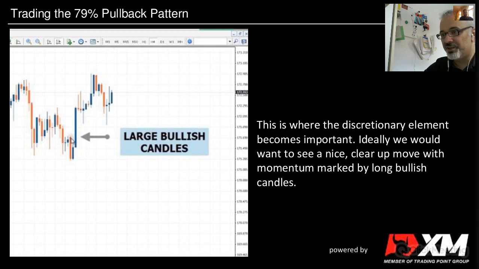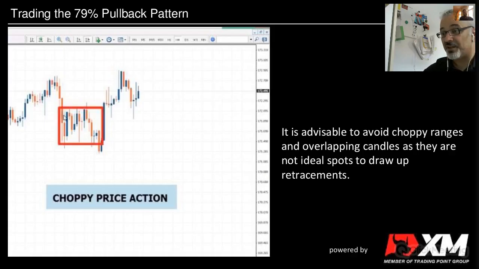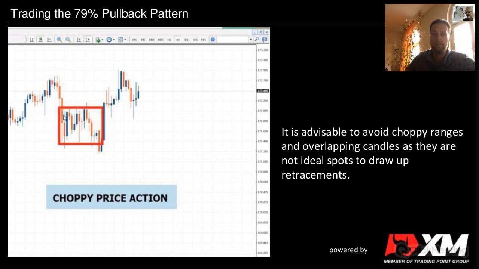Good. So after we have found the large bullish candles, very important before that, it is advisable to avoid choppy ranges and overlapping candles, as they are not ideal spots to draw retracements. I show you this example on the left side of the chart. This is choppy price action where you don't see any clear moves up and down. Absolutely right. This is a strategy based on a clear trend, so the best way is to avoid range markets.